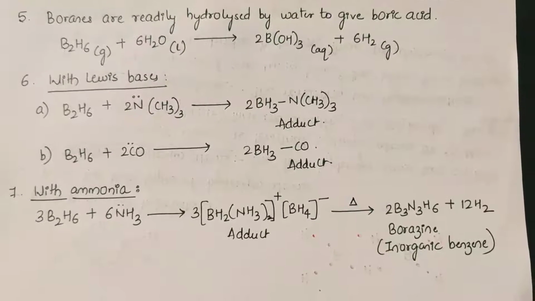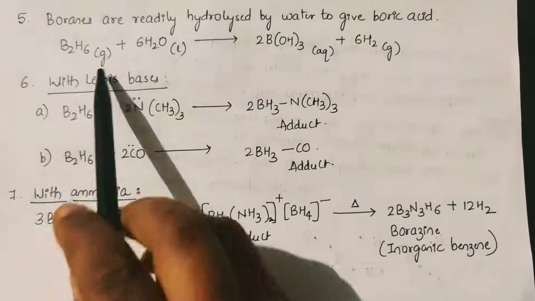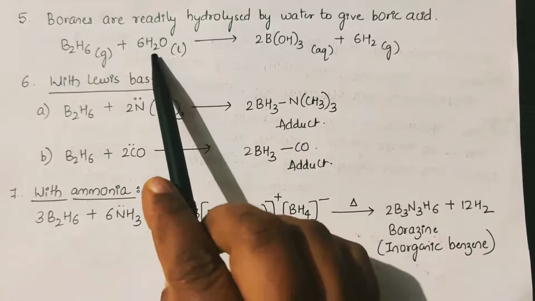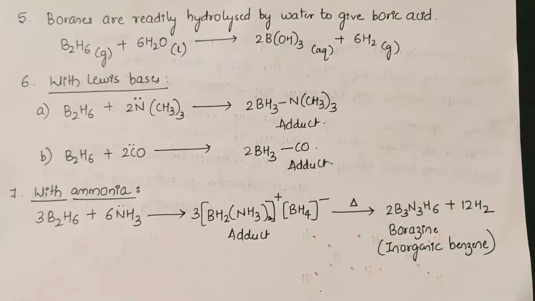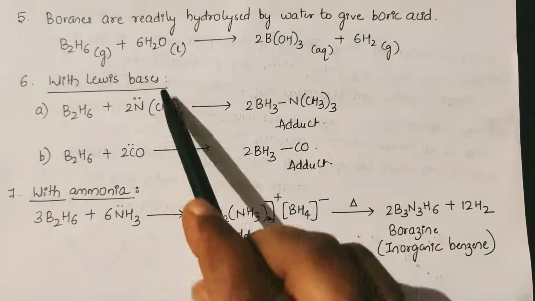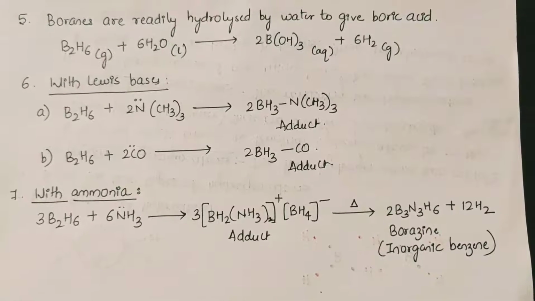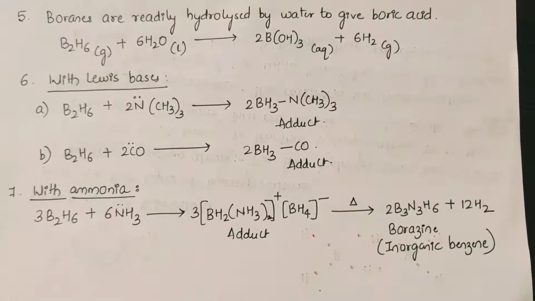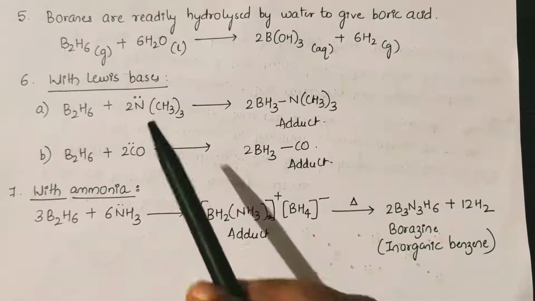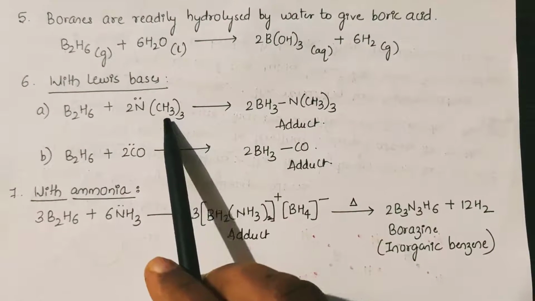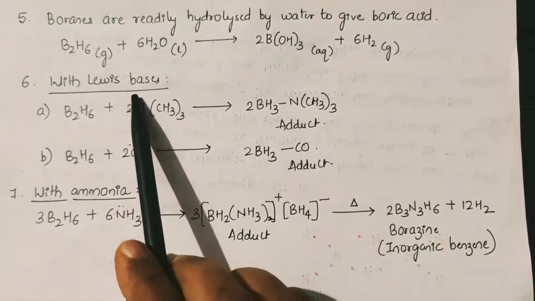Now boranes are readily hydrolyzed by water to give boric acid. So this is the reaction: whenever you treat diborane with water, it is hydrolyzed to give boric acid. Now with Lewis bases, if you carry out the reaction of diborane, you take diborane and treat it with trimethylamine. Here nitrogen has a lone pair of electrons, so you just get an adduct.